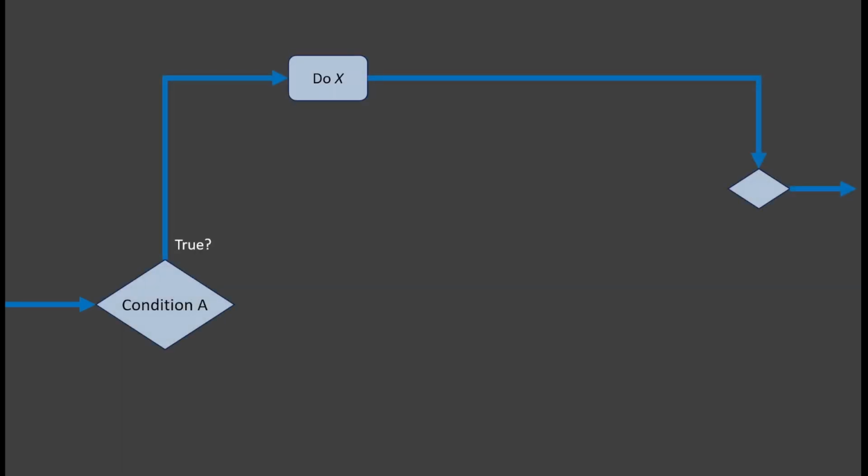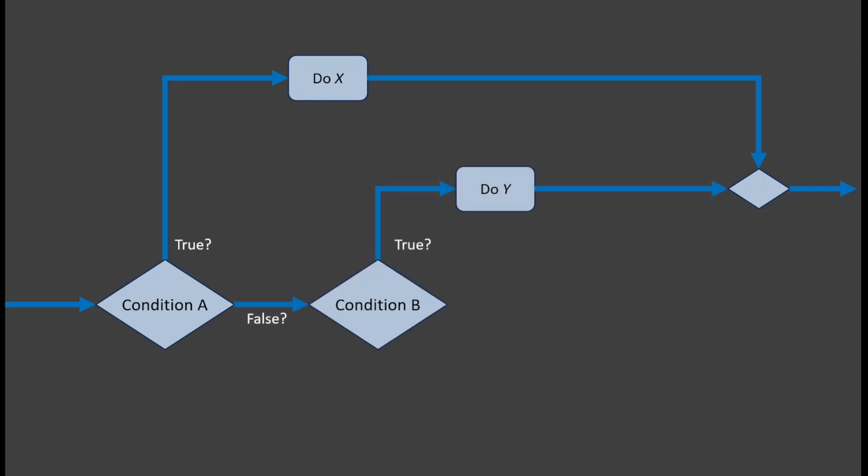I will just show three options here in my diagram. If condition A is true, code X is executed. If condition A is false, we then check condition B. And if B is true, then code Y is executed. And finally, if condition B is false, then code Z is executed.